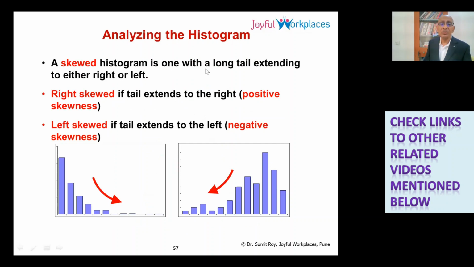A skewed histogram is one with a long tail extending to either the right or the left. So you can say right skewed, positive skewness. That means the entire data set is spreading to the right side. It is called right skewed. If most of the data set is spreading to the left side, you call it left skewed.